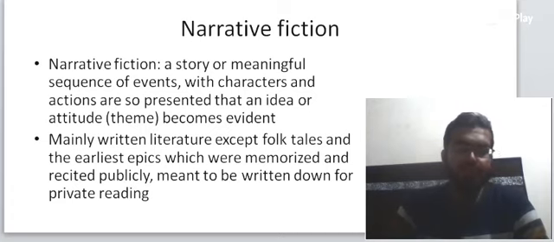detail about the sub-genres of these three genres of literature, I'll define them and give you more details of these sub-genres like folk tales and epics. So narrative fiction is meant to be written down for private reading. This is the first distinguishing feature of narrative fiction, that it is written down for private reading, and this is what differentiates it from other genres of literature like drama.